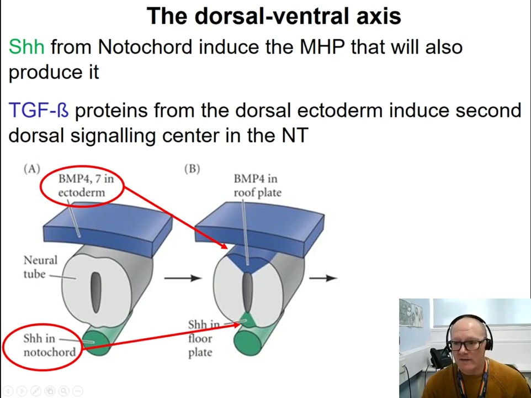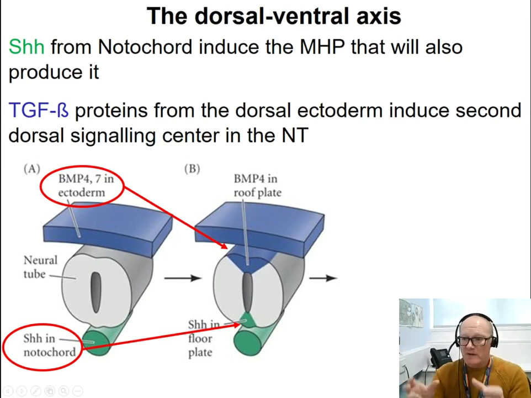the external ectoderm, the external epidermis if you want, expresses a high level of BMP. And this high level of BMP induces the dorsal part of the neural tube cells also to express a high level of BMP. So now in the neural tube, the dorsal cells are expressing BMP, or if you want, TGF-beta signaling, which is the same, while the floor, the ventral part of the neural tube, is expressing SHH.